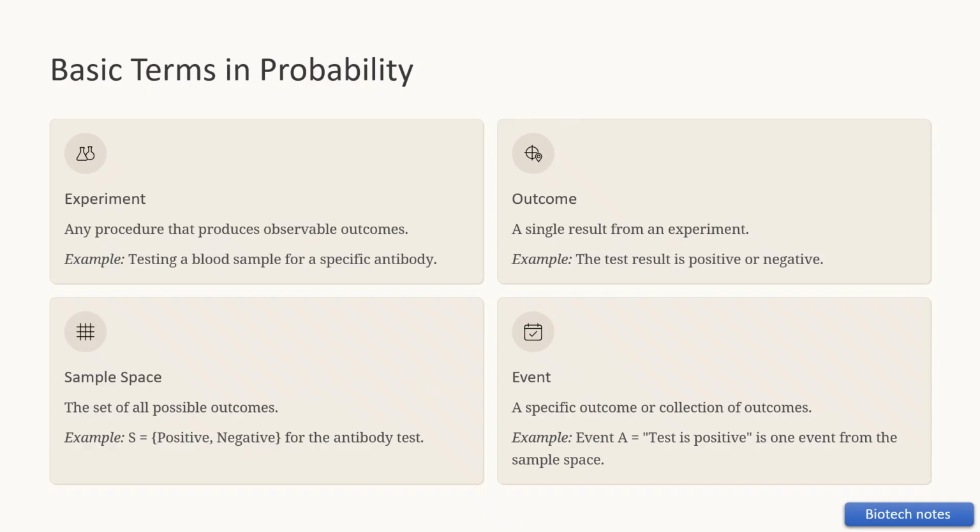For coins, it is head or tail. Next is event, a specific outcome or collection of outcomes. Example, event A, test is positive, is one event from the sample space.